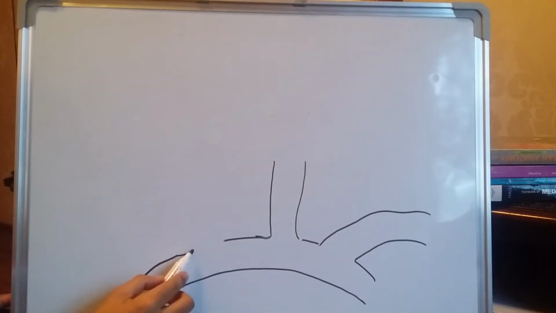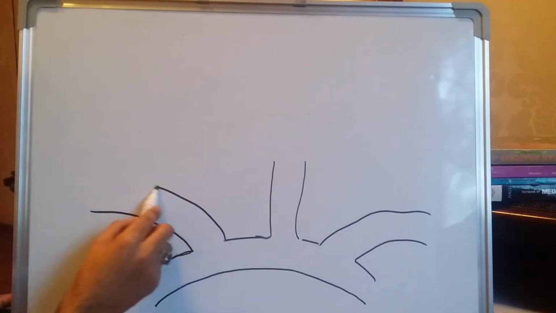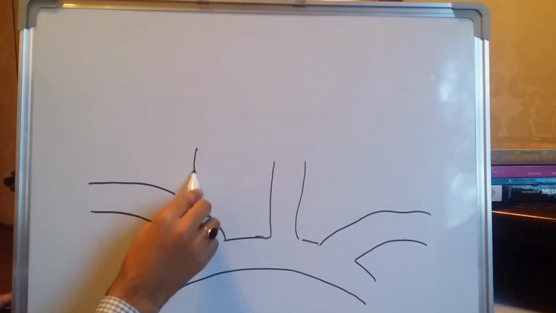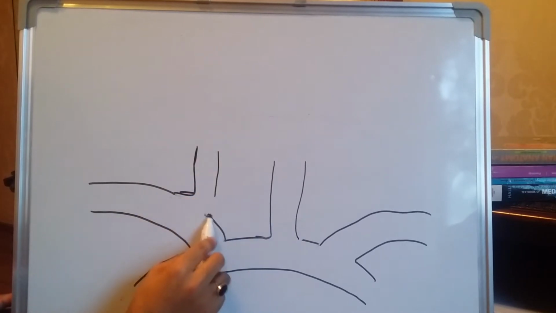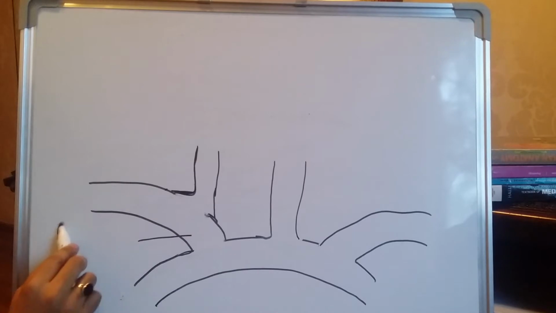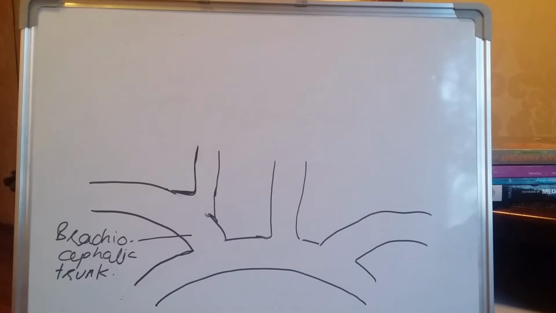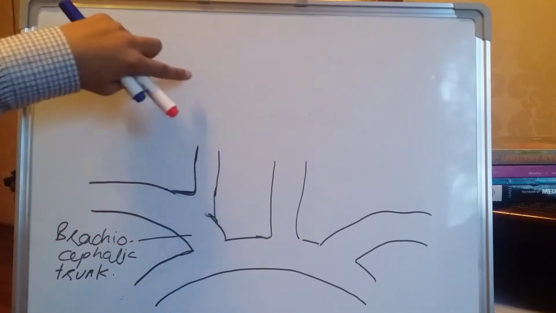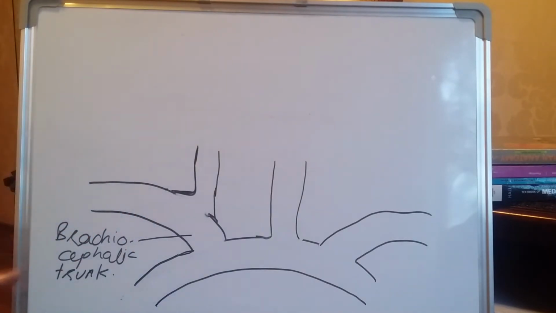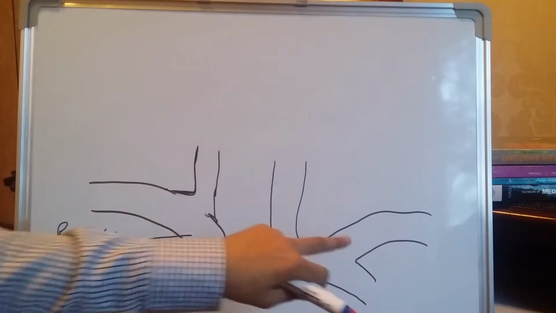This is the brachiocephalic trunk. Here every artery, that is the left subclavian artery, the left common carotid artery, the brachiocephalic artery, the right common carotid artery, and the right subclavian artery, has its own many branches. We will discuss all of the arteries and all the branches originating from these different trunks later.